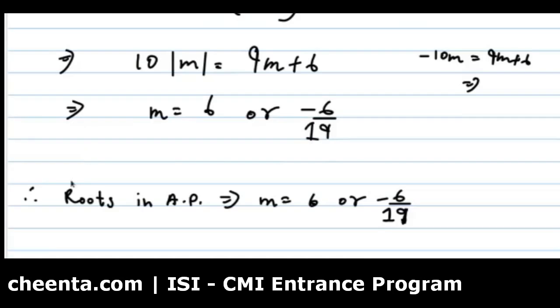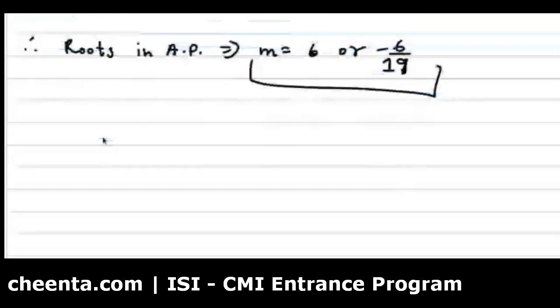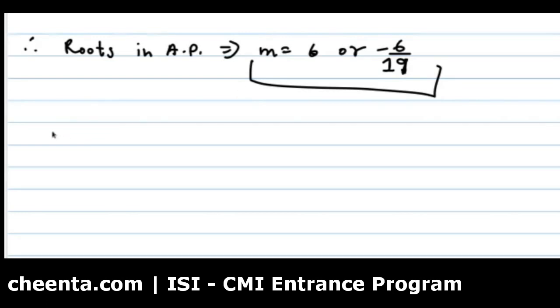So basically, if the roots are complex, complex roots can still be in AP. Still, we will get these values only. So now we have to check that corresponding to these values, are the roots real or complex? So basically, let us write down this. This was the mother equation.